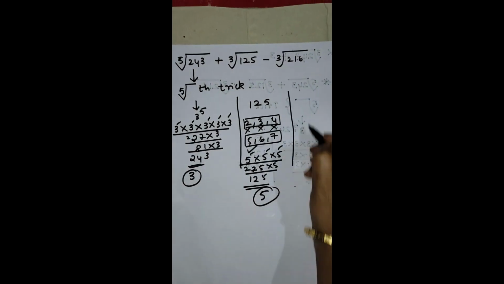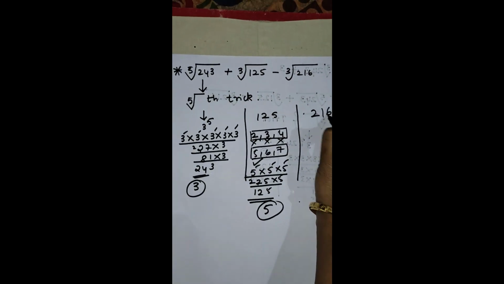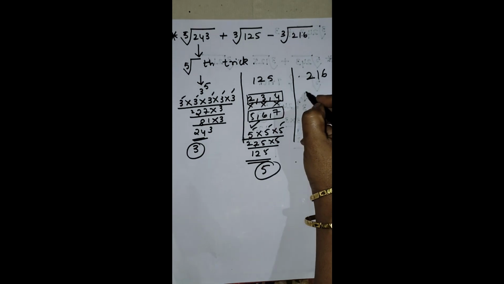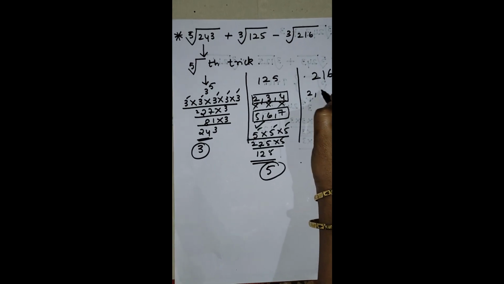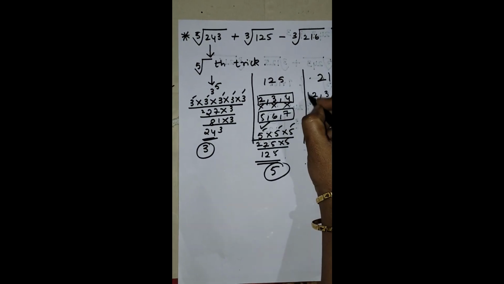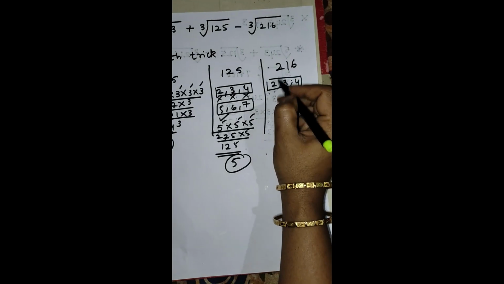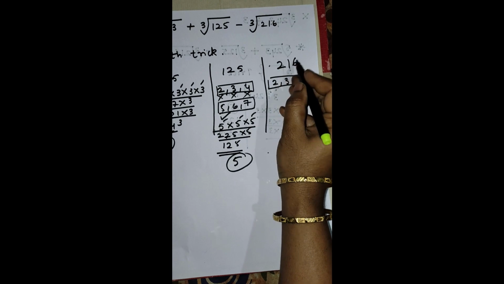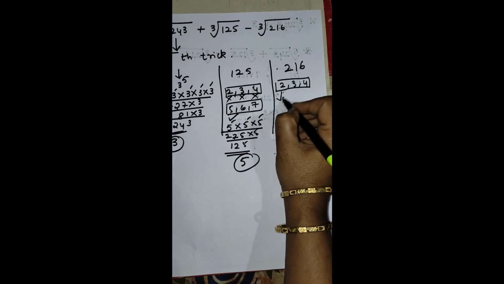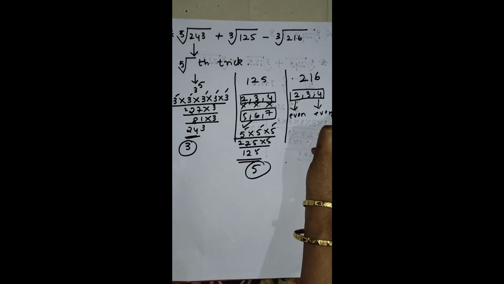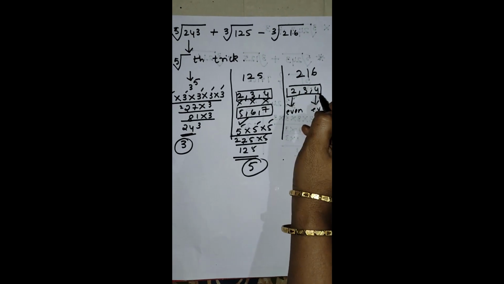Next, the last but not the least, 216. So now, same basic rule. First you check for 2, 3 and 4. Yeah, it will divide, it is an even number. It will divide by 2, and this will also divide, even number. So obviously you can use 2 and 4.